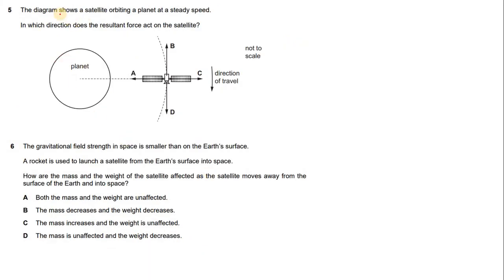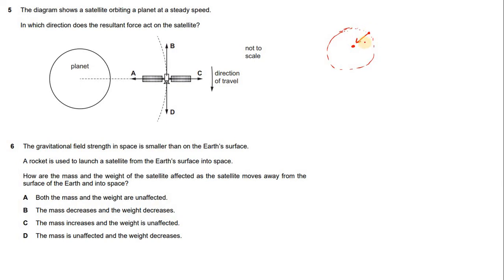Question number 5. The diagram shows a satellite orbiting a planet at a steady speed. In which direction does the resultant force act on the satellite? Again, a typical question of your MCQs. They give you some particle moving in a circular path, and if some particle is moving in a circular path, there has to be some resultant force acting on the particle, and that resultant force always acts towards the center.